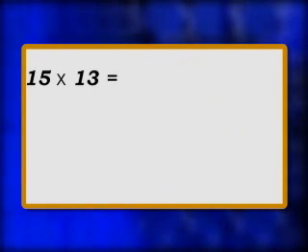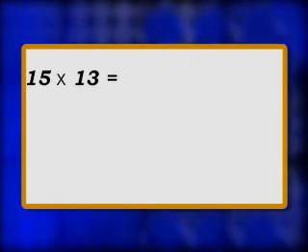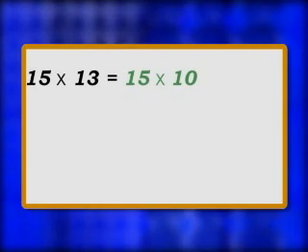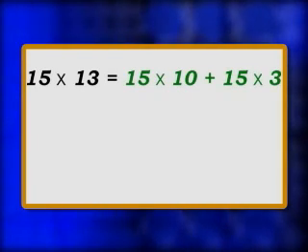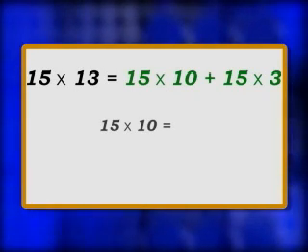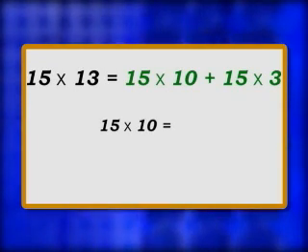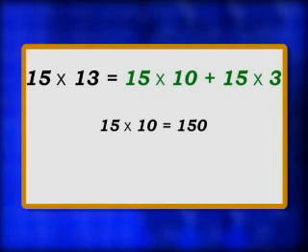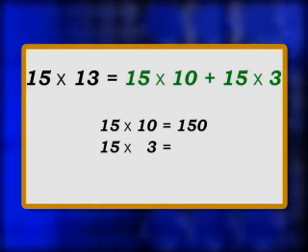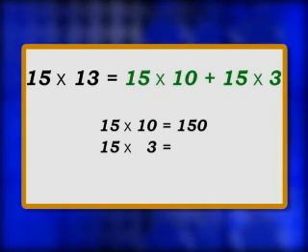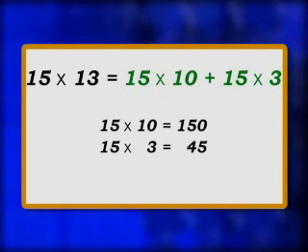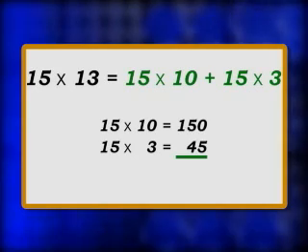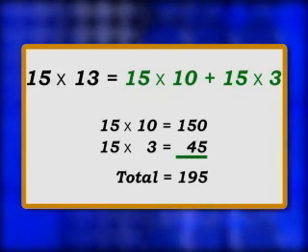Let's try 15 times 13. That's the same as 15 times 10 and 15 times 3. 15 times 10, that's easy, 150. 15 times 3, well, it's pretty easy. It's 45. So 150 plus 45 makes 195.